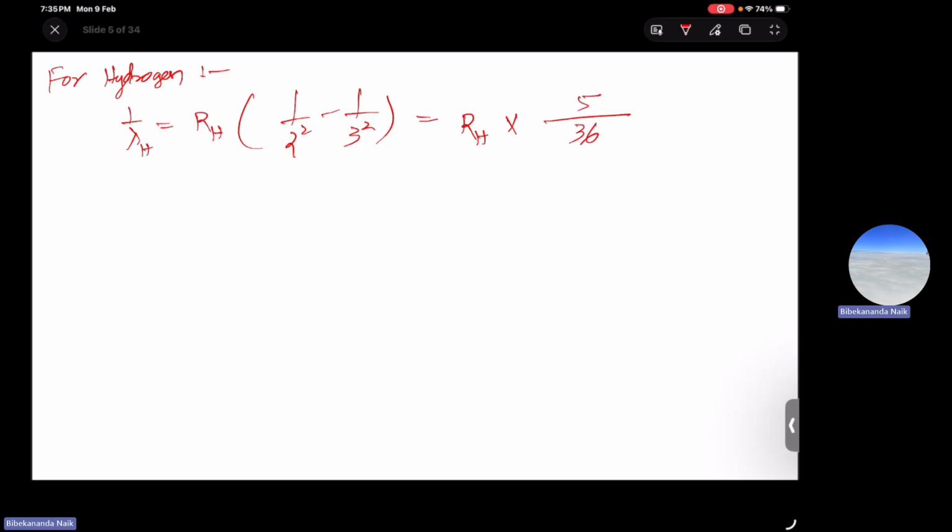Similarly, for tritium, 1 by lambda T is R_T into 5 by 36. Now R_H and R_T are different. So what is the expression for R?